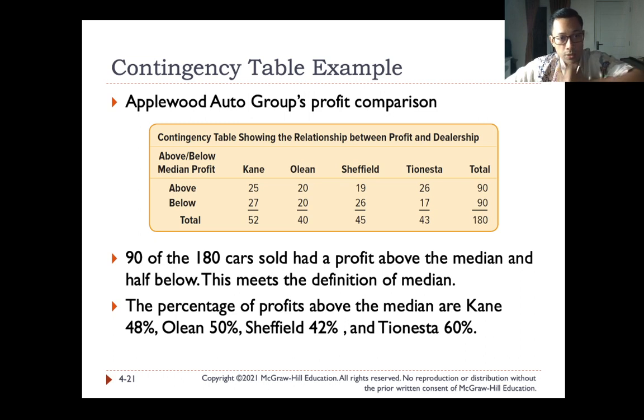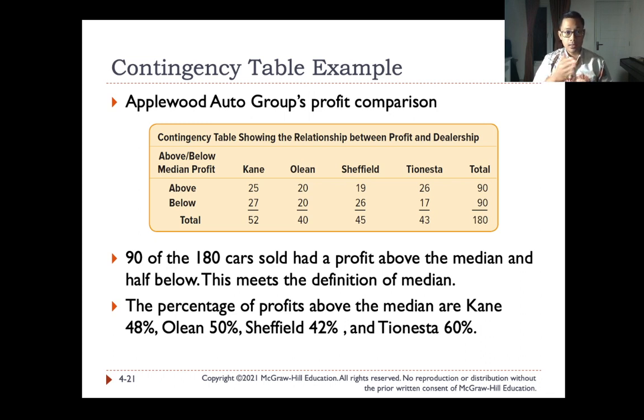What's interesting is that we can observe the percentage of profits above the median in Kane, Olean, Sheffield, and Tionesta. In Kane there are 48% of profits above the median. In Olean there are 50% of profits above the median. You can calculate this by 20 divided by 40 multiplied by 100%. In Sheffield you have 42% of profits above the median, and in Tionesta you have 60% of the profit above the median.